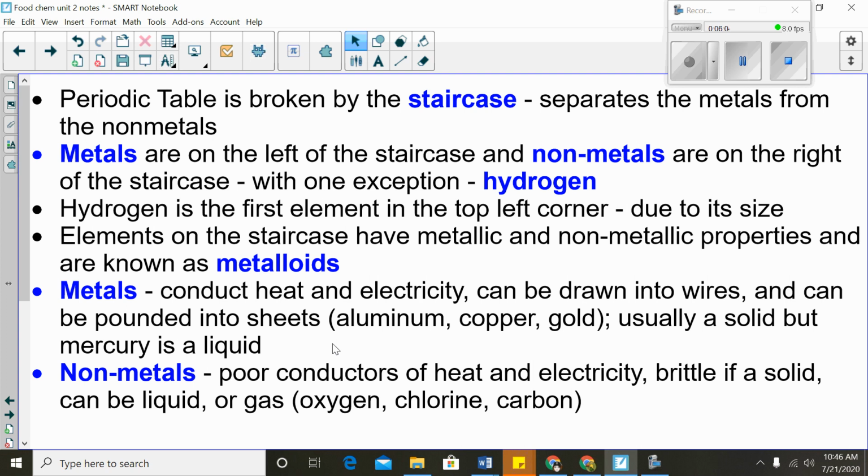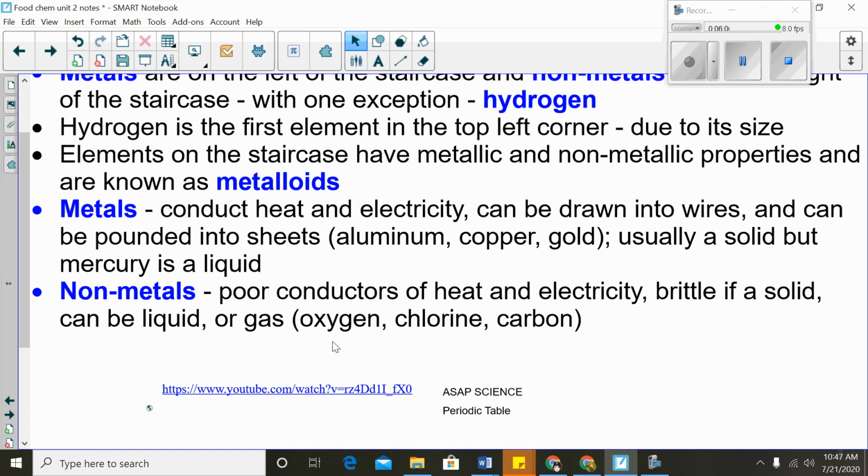Now, non-metals are poor conductors of heat and electricity. They're brittle if a solid, but can be liquid or gas. And examples include oxygen, chlorine, and carbon.